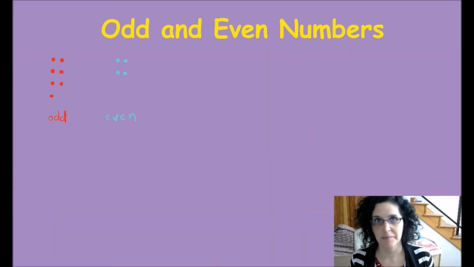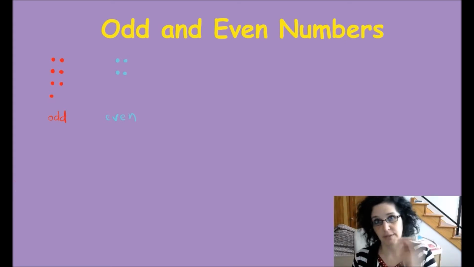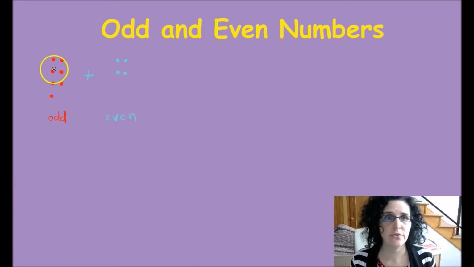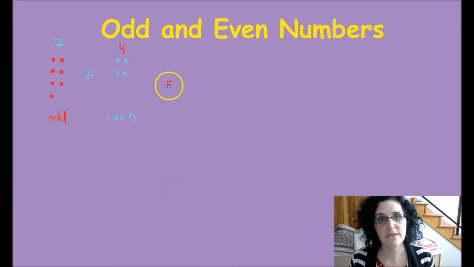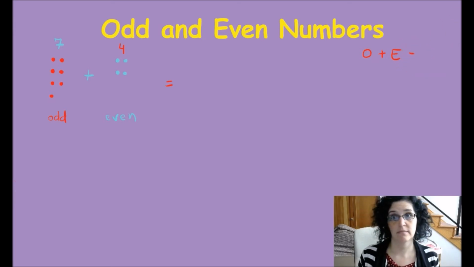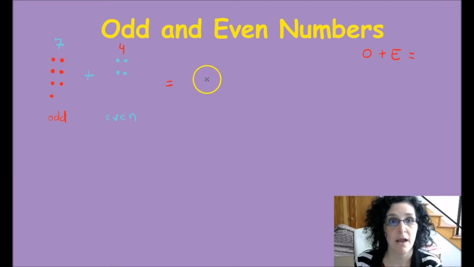So another interesting thing that I really like is when you look at adding odd and even numbers together and what happens, okay? So for instance, here I have an odd number, 1, 2, 3, 4, 5, 6, 7, right? And here I have an even number, 1, 2, 3, 4. So I have 4. So the resulting number, odd plus even, what do you think it's going to be? So odd plus even will actually be odd.